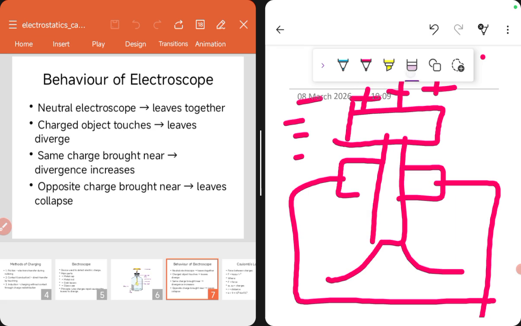But if the charges are different, like in this case, positive and negative, it will converge, that's come together, to show an attraction. So it will converge, which is to come together, and that shows an attraction.